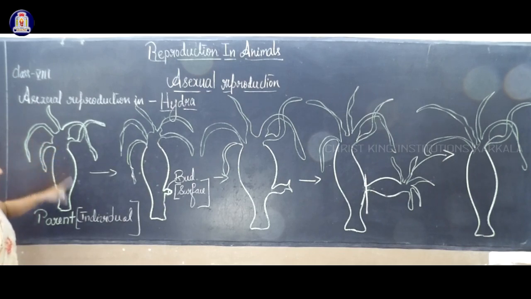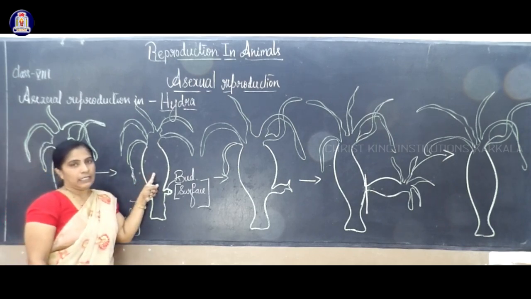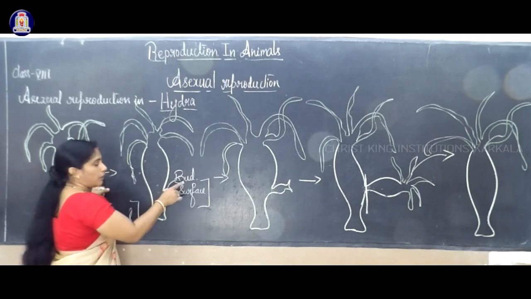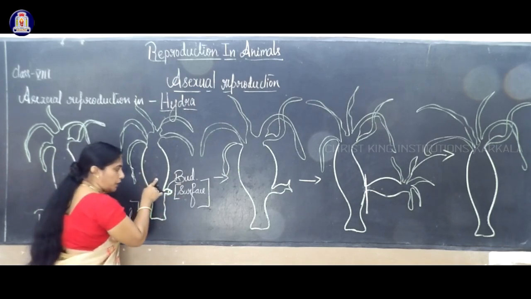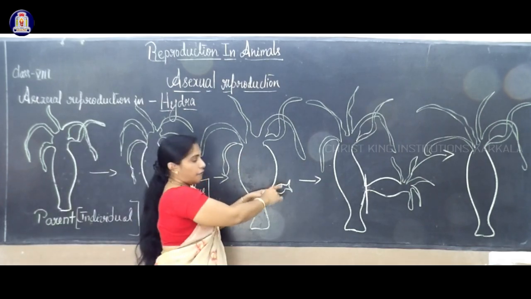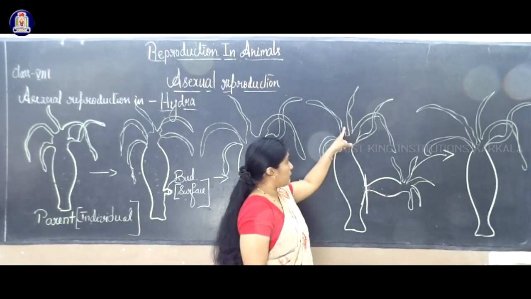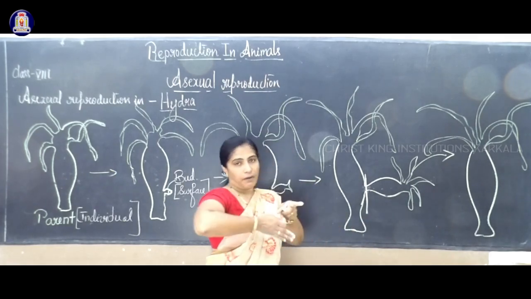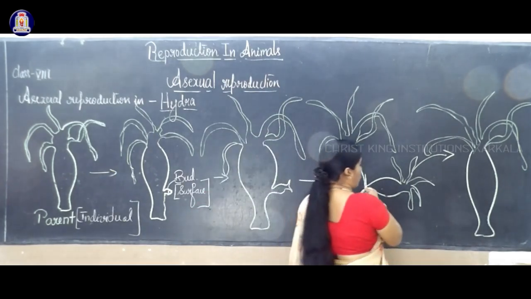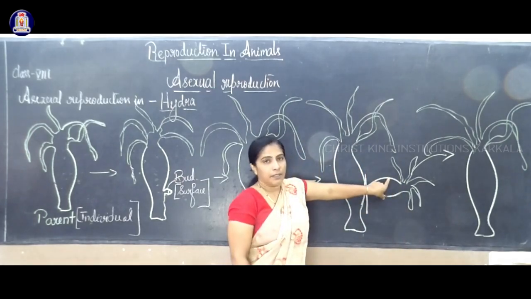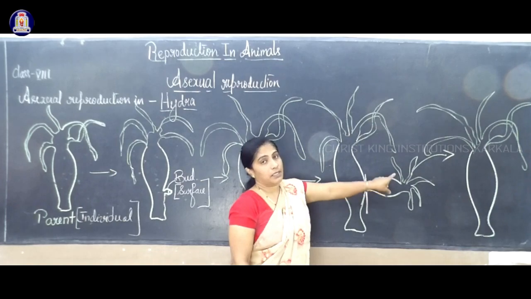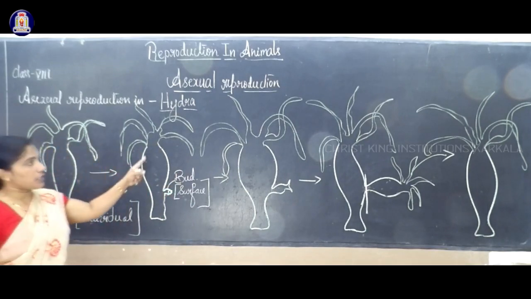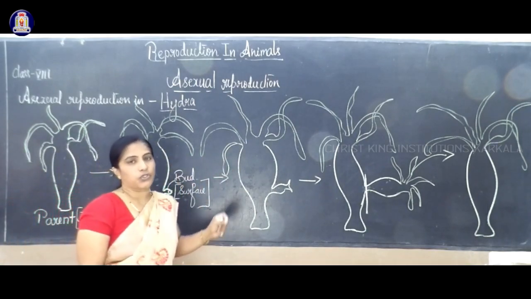A mother cell, an individual, is ready to give birth. A bud-like structure appears on the surface of the mother's body, the parent body, then it grows in size. After that, it grows with the tentacles, etc., and then it detaches from the body. It cuts from the mother's body, and that is called detaching. This small new offspring grows the same as the mother cell. This process is called asexual reproduction in hydra.